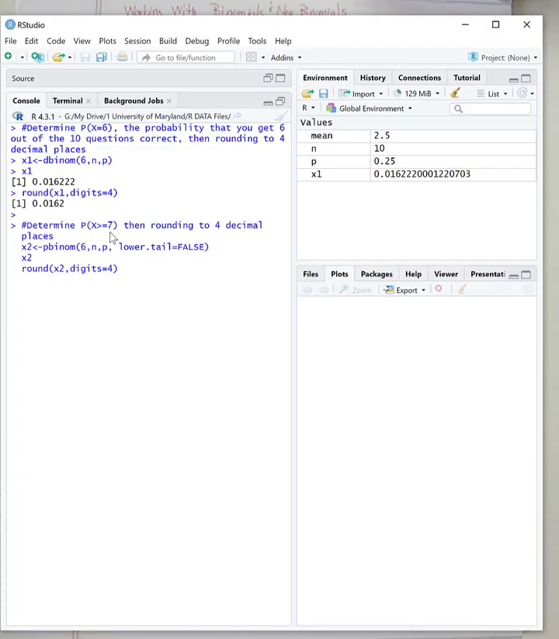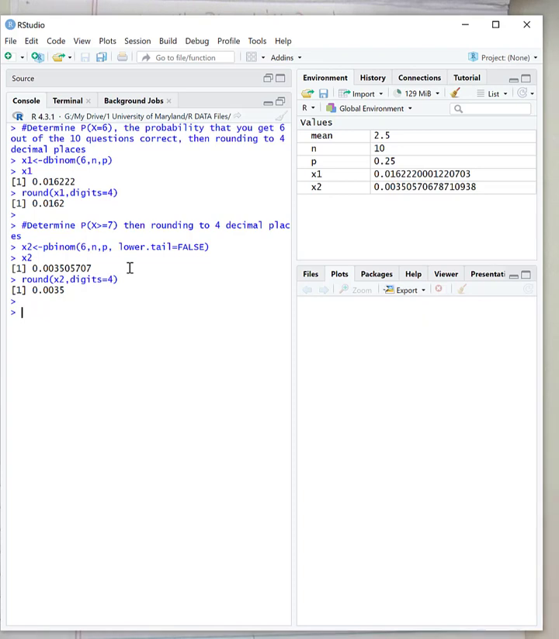If I want x greater than or equal to 7, I could do P binomial 6 with our n and our p and making the lower tail false. We can look at what it is and then round to 4 decimal places. And we'd get our probability. It's 0.0035. So getting a C or better when we totally guess, pretty improbable.